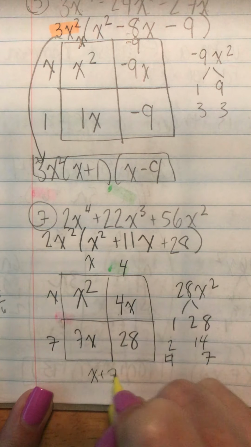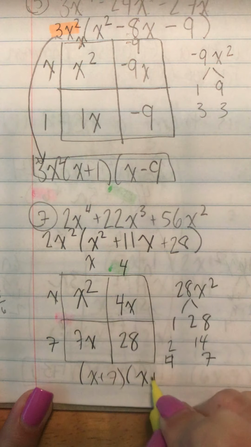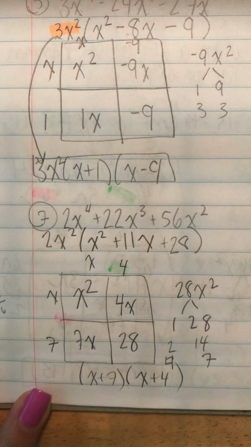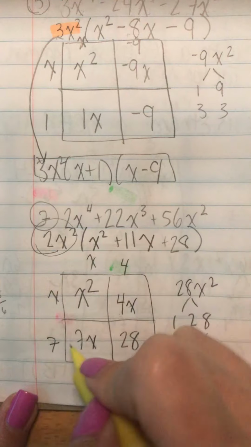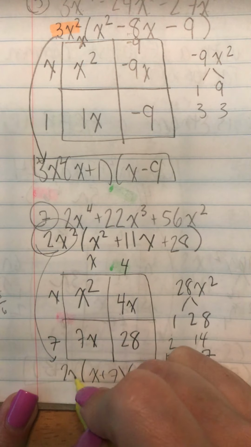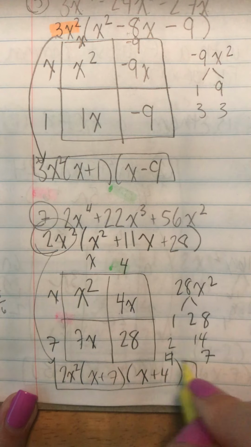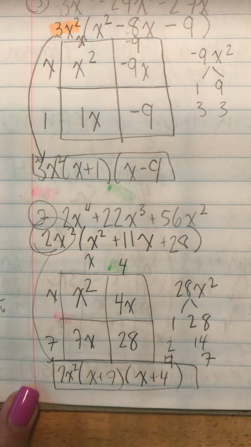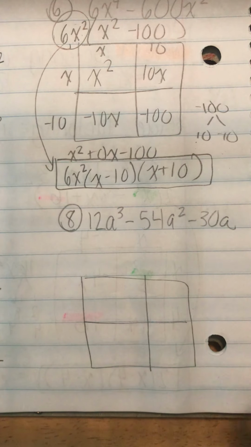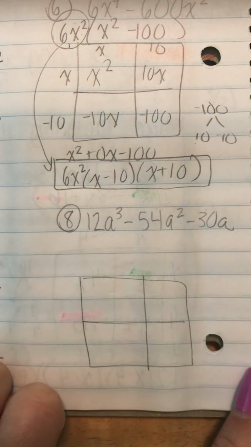Final answer. Am I right or wrong? X plus 7, x plus 4. Hopefully you're saying wrong because I need my greatest common factor. If you guys do not put that in your final answer, you're going to be marked wrong. Okay, last one. Go ahead and pause the video.